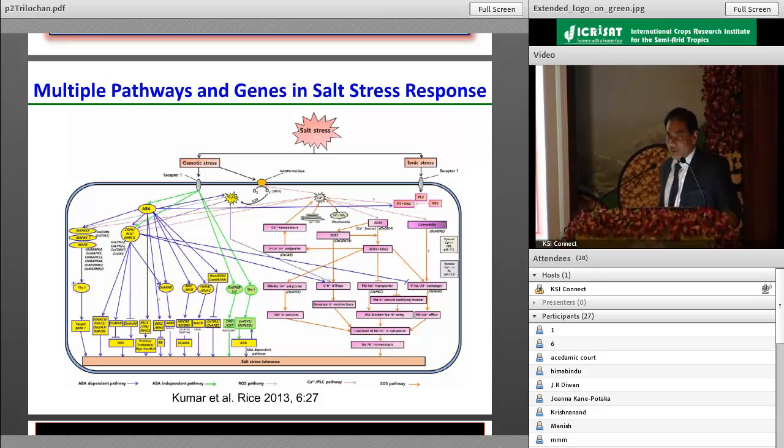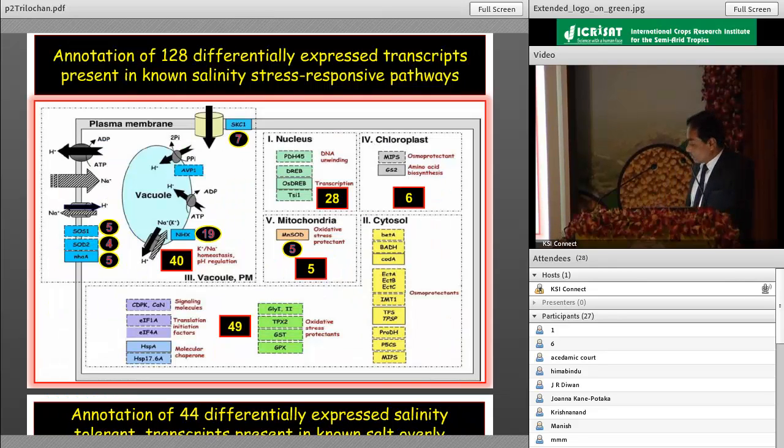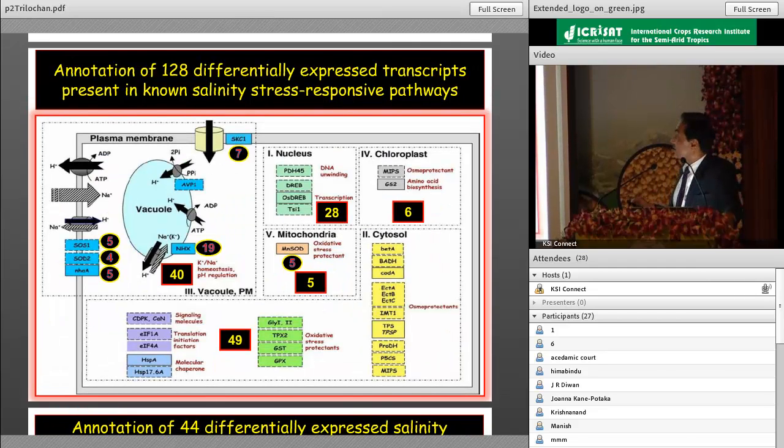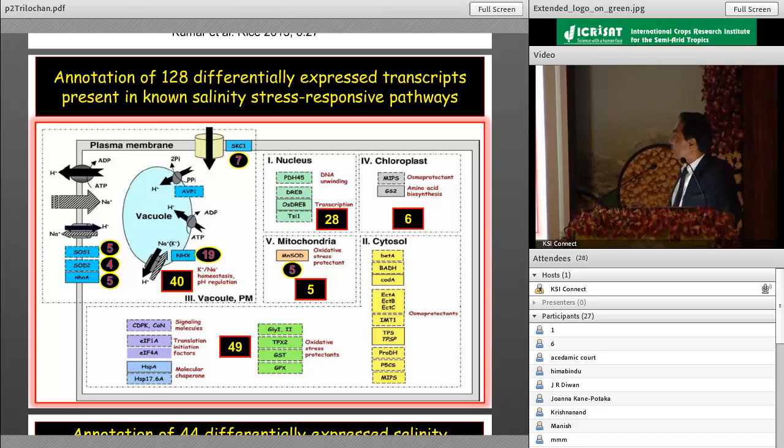And when we put our genes into different categories, we do find, for instance, the SKC type, SKT1, that particular class, there are 7 of them, and 40 of them in the potassium-sodium homeostasis system, and SOS1, 5 of them.